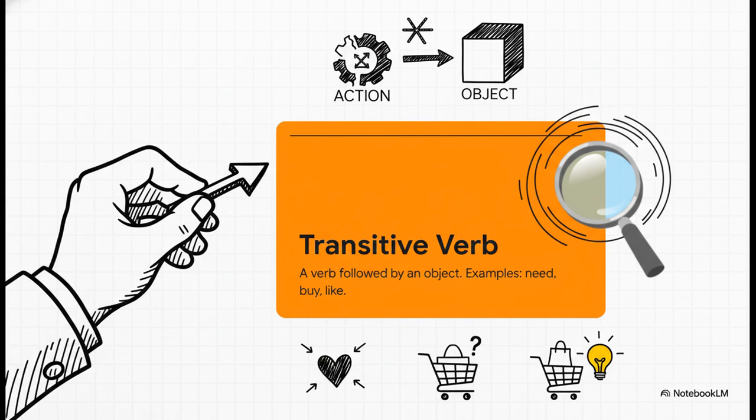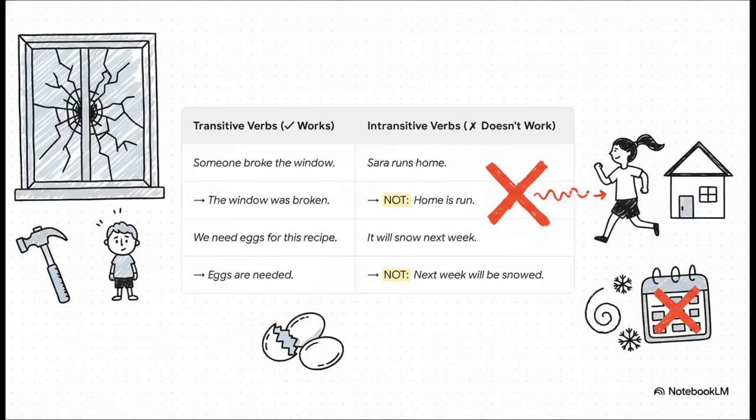Think about it. You can't just kick. You have to kick something. A ball, a can, whatever. That something is the object, and it's the key to the whole thing. And this chart makes it crystal clear. Over on the left, someone broke the window. The action broke is happening to the window. So we can flip it around. The window was broken. Perfect.